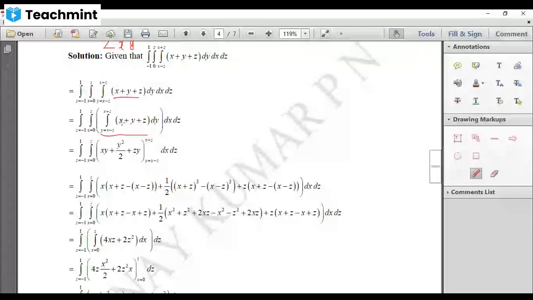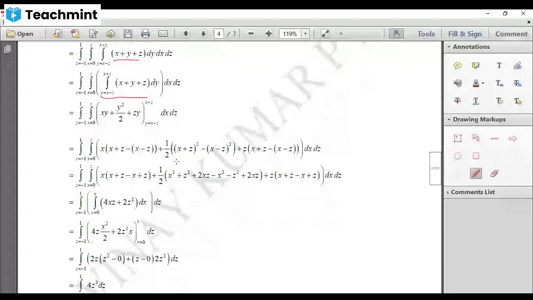It's not possible. You have to go in the iterated manner. Now when you are integrating with respect to y, your x is constant, so x constant, remaining is 1, integral of 1 is y. Integral of y is y square by 2, z is constant, so remaining is 1, integral of 1 is y, and apply the limit. Upper limit x plus z minus lower limit x minus z in all of them.